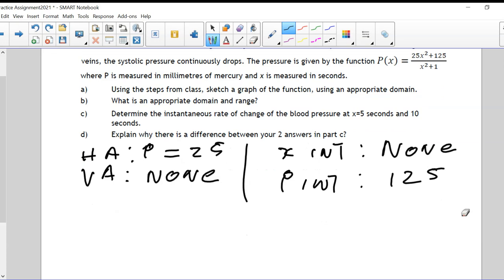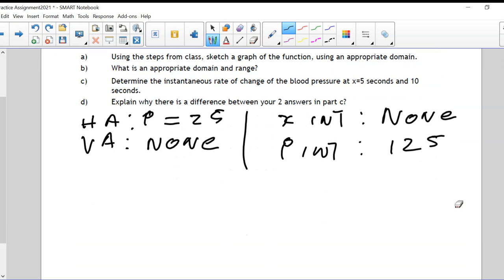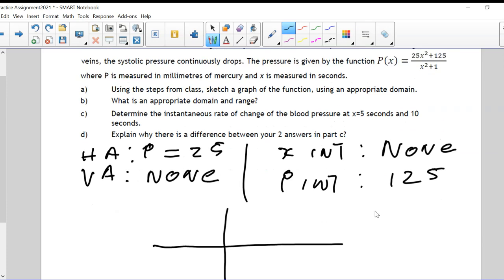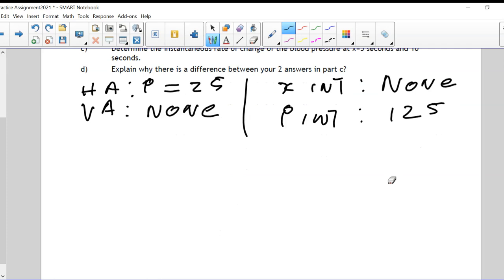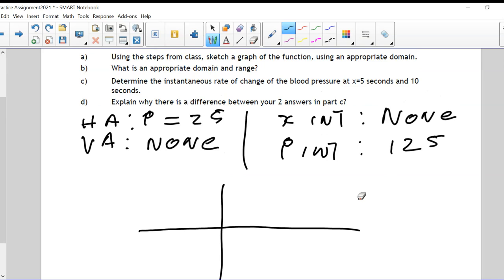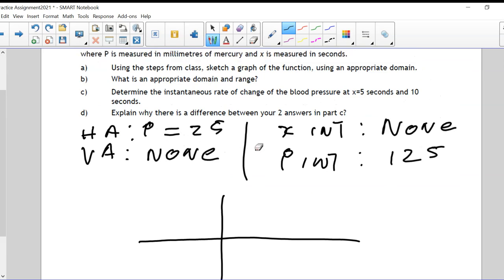And let's see if we can draw this now. What does this thing look like? So we'll just draw a regular thing and we can refine it later on in terms of the domain. But for now, let's see what we can put on here. Actually, I'm going to need a little bit more room for this. So let's come down here. And let's put in the stuff that we know. There is a horizontal asymptote at p equals 25. So that's a horizontal line.